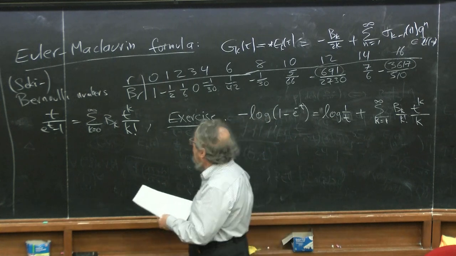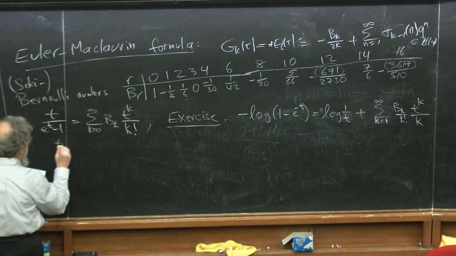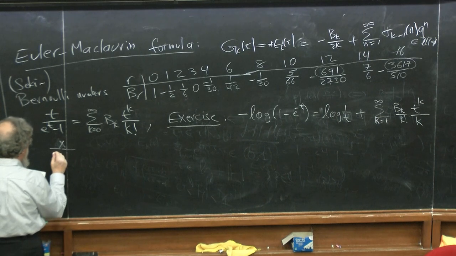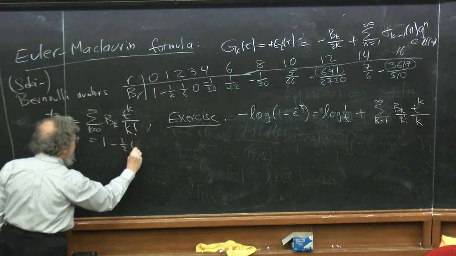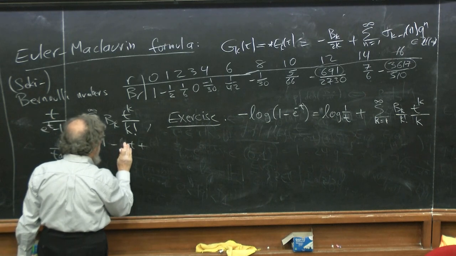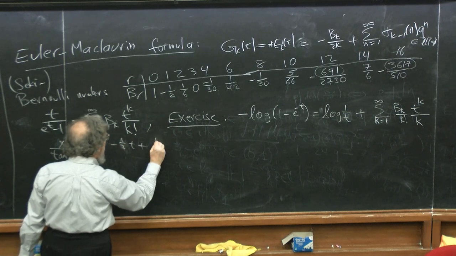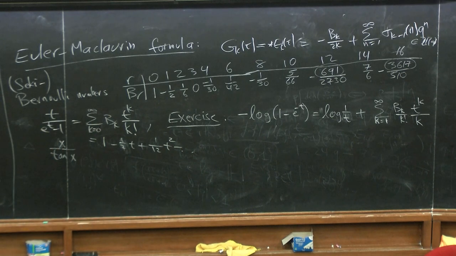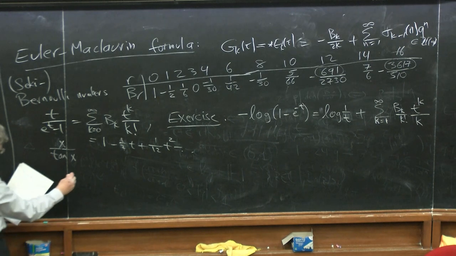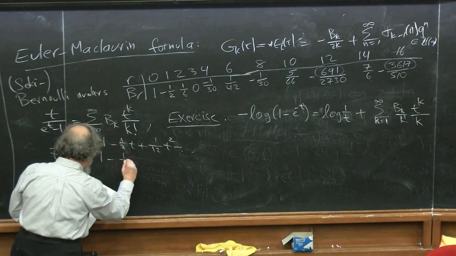As I said, another definition and another function which is very close to t over tan t, if I replace t by it, would be x over tangent x. So this one, remember, starts 1 minus a half t plus 1/12 t squared. And all the other terms are even. So if I add a half t to it, it becomes an even function. And if you think about it, you'll see that's actually t over 2 divided by hyperbolic tangent of t over 2. So if I change t over 2 to ix, it becomes x over tangent x. And so that's also a nice expansion.